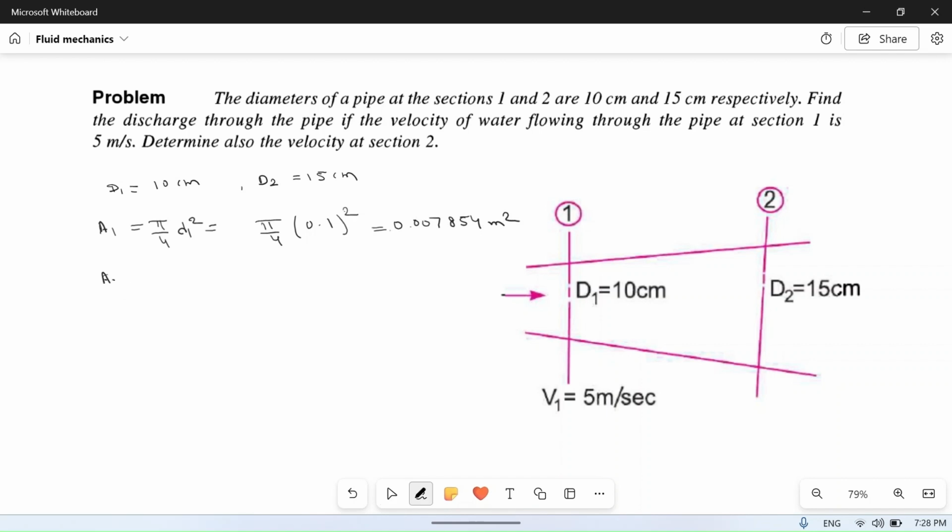Similarly, a2 is pi by 4 into d2 square. Sorry, I have written a small letter, but it's the same as the capital letter. So it is equal to pi by 4 into 0.15 square, which will be equal to 0.01767 meter square. So we have found our areas.